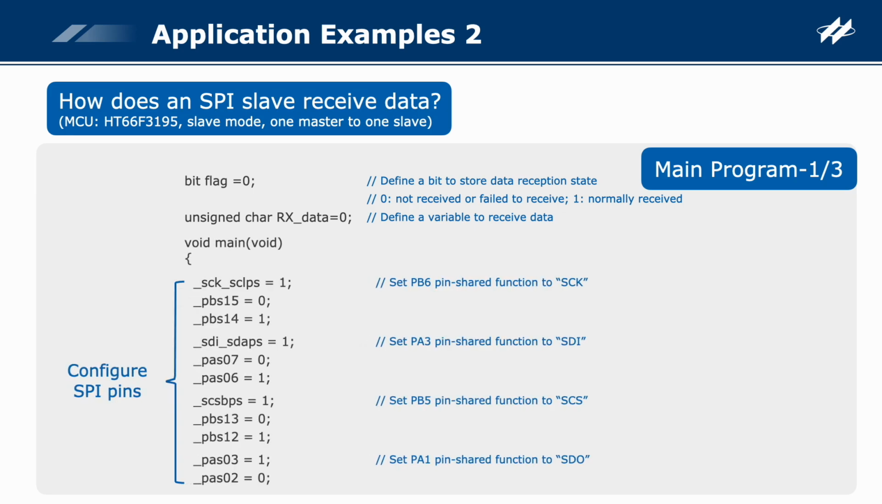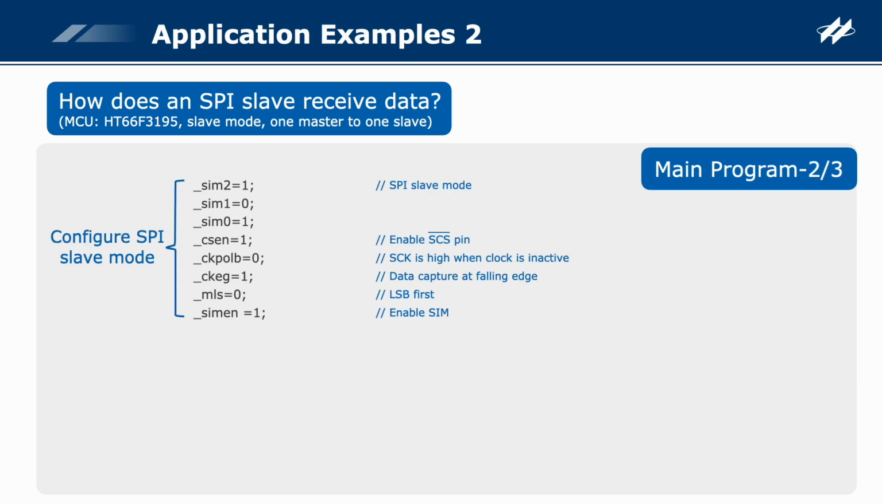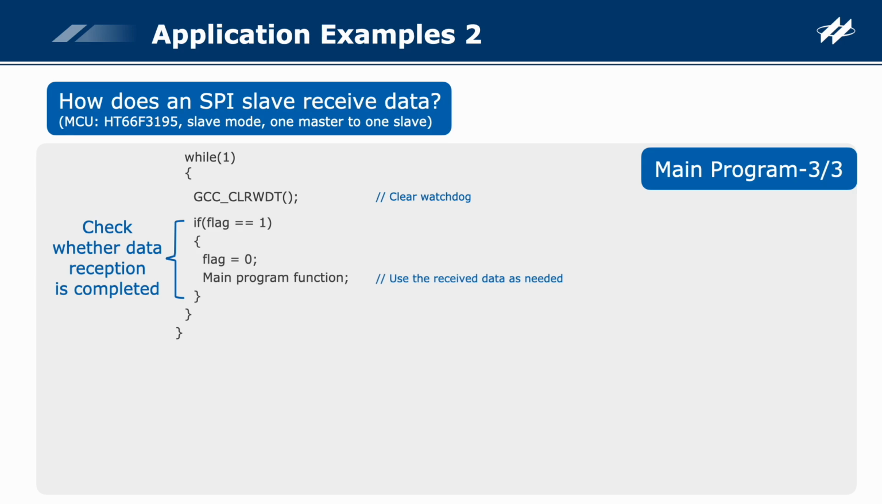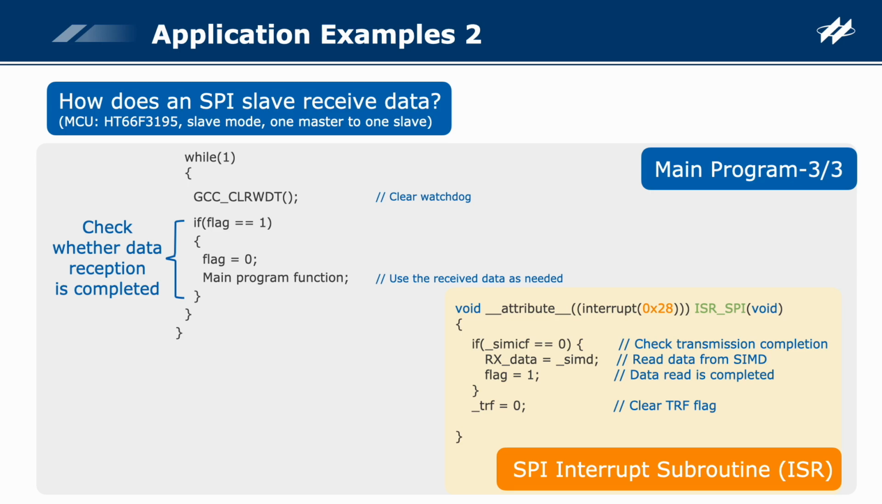And configure the SPI pins. Next, configure the SPI to slave mode. And enable relevant interrupts. Then check whether the data reception is completed. If yes, user can use the received data as needed. Finally, write the SPI interrupt subroutine. When data transmission is completed, an interrupt will be triggered. Check whether the data transmission is normally completed. If yes, read the received data.